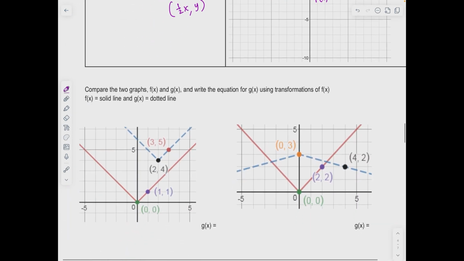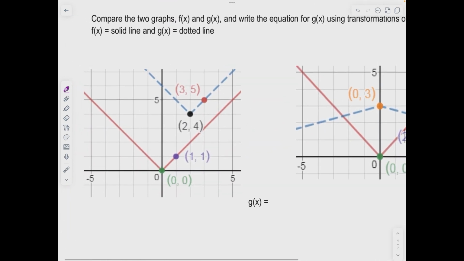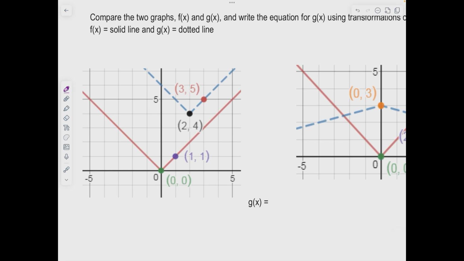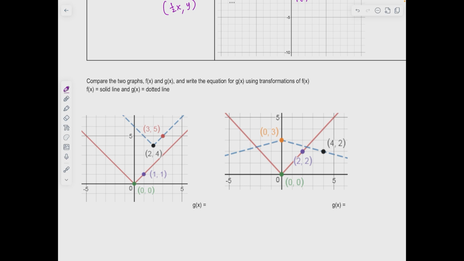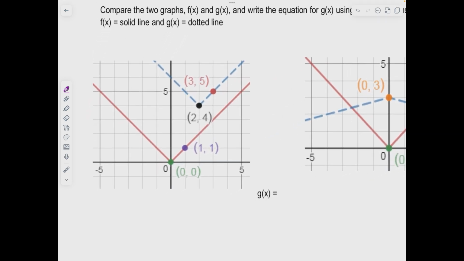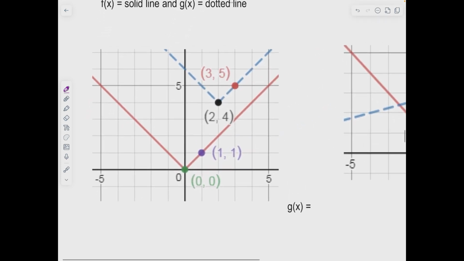Okay, so this next one, compare the two graphs, f of x and g of x. Write the equation for g of x using transformations of f of x. F of x is my solid line, g of x is the dotted line. Okay, so what I notice here is for my solid line and my dotted line, I go up one and right one, up one and right one. So it did not change the shape of the V. So there is no dilation here. That means that the only thing that's happening here is translations, up, down, left, right.